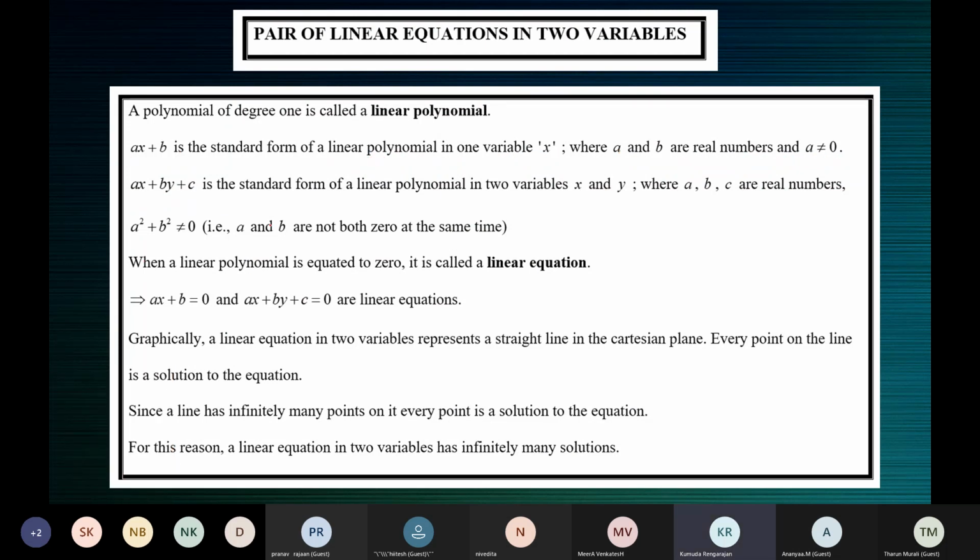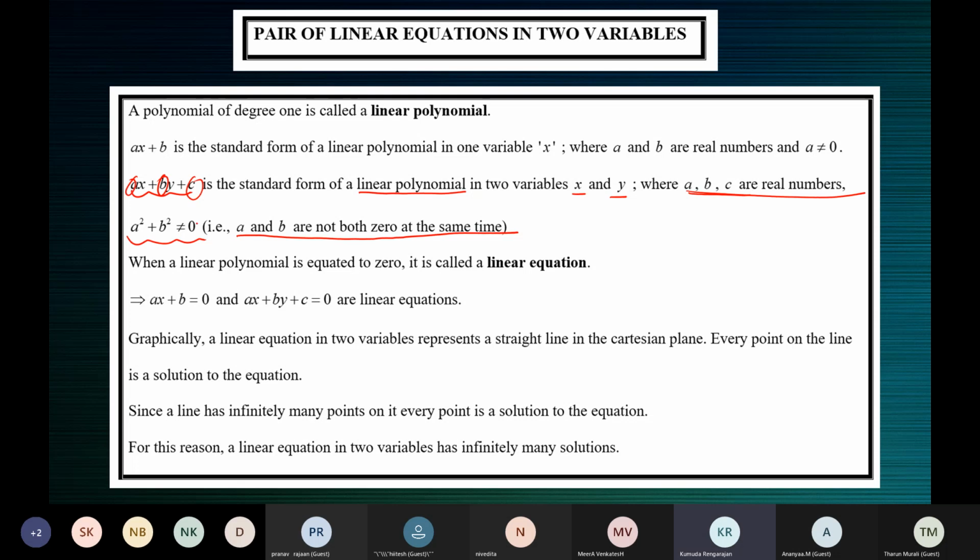Okay, so now that's what it is. This is the standard form of a linear polynomial in two variables x and y. A, B, C are real numbers, but A and B are not both 0 at the same time. That is, if A is 0, B should not be 0, or if B is 0, A should not be 0. That is the meaning of A square plus B square is not equal to 0. A can be any real number, B can be any real number, C can be any real number.